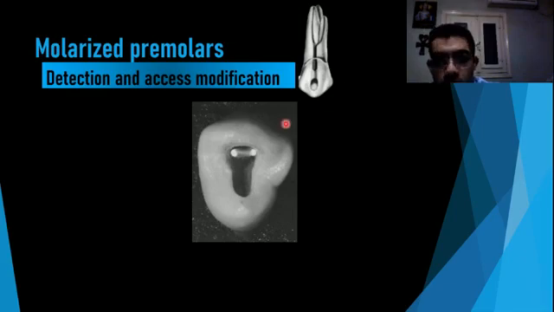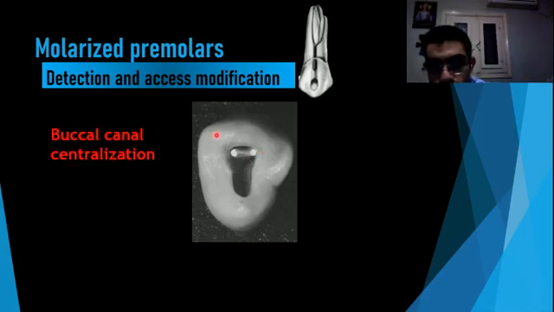So you start to suspect, or you start to know, that you have an extra buccal canal in the upper premolars when you see that the first buccal canal that you find is not centralized. That's called the buccal canal centralization. If the first buccal canal you find is not centralized in the middle of the axis, you start to think that you may have a second canal in the buccal side.